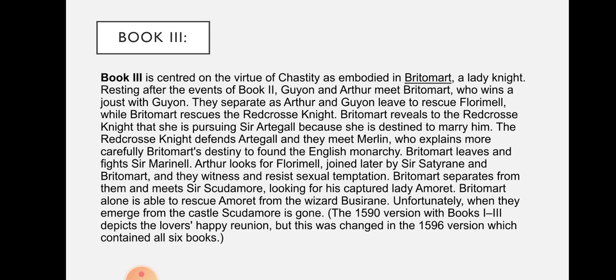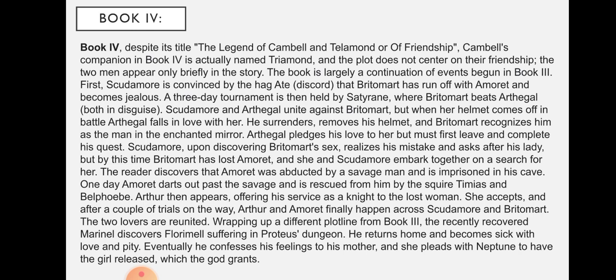Arthur looks for Florimel, joined later by Sir Satyrane and Britomart, and they witness and resist sexual temptation. Britomart separates from them and meets Sir Scudamore, looking for his captured lady Amoret. Britomart alone is able to rescue Amoret from the wizard and witch. Both are negative ones. For male it's wizard, and for female it's witch. Unfortunately, when they emerge from the castle, Scudamore is gone. So this is the old version of the books, but anyhow it has the same sort of story, that there is a fight between vice and virtue, and these things are embodiments.